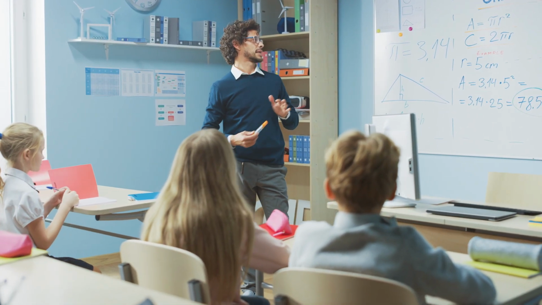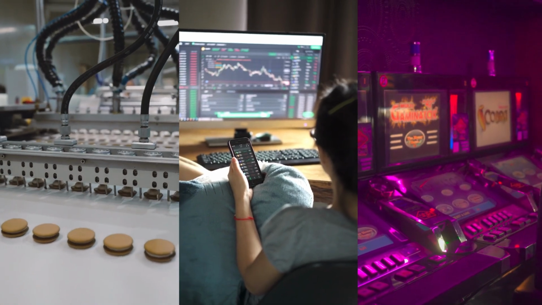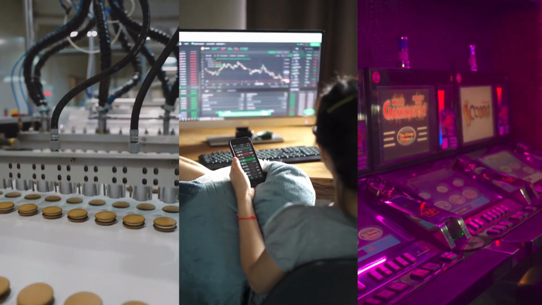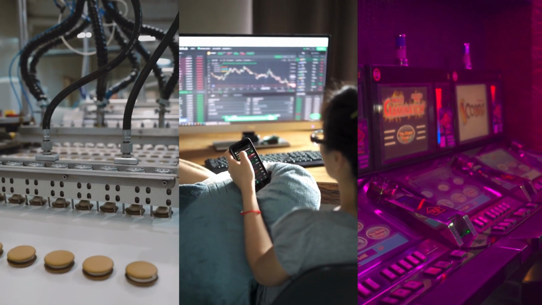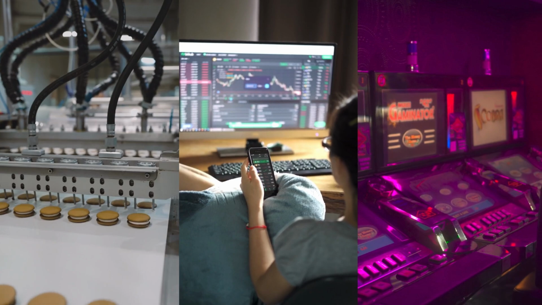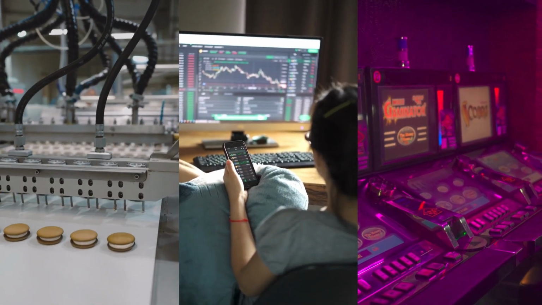An RL setup typically includes an agent, which is the decision maker or controller, and an environment, which is the physical or virtual world in which the agent operates. For example, an agent could be a robot in a manufacturing context, a trading algorithm that makes buy or sell decisions, or a virtual player in a game. The environment might be a factory floor, a financial market, a video game world, or even a nuclear fusion reactor.